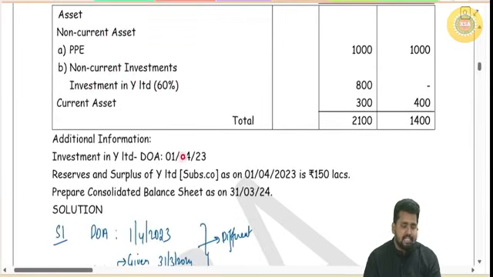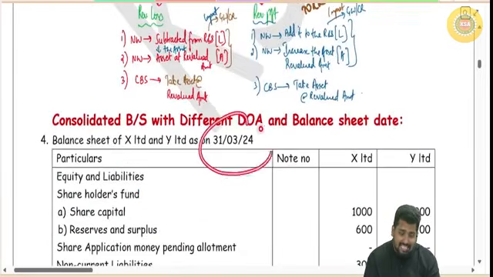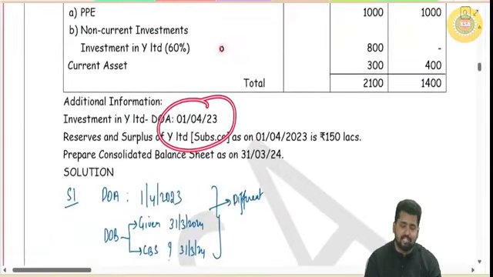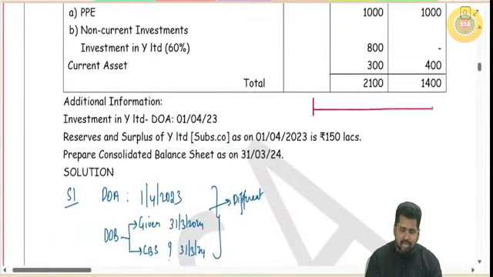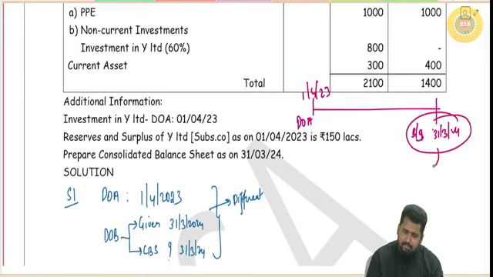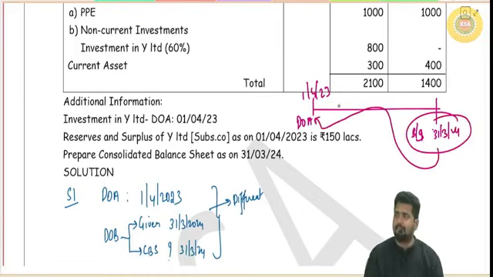Clear? Additional information. What is the date of the balance sheet given in the question? 31st March 2024. But acquisition happened on what date? 1st April 2023. If you put a timeline like this, the date of acquisition is 1st April 2023. The given balance sheet date as per the question is 31st March 2024. They have given this balance sheet, but the date of acquisition happened 1 year back, correct? Exactly 1 year back. Clear? So this time dates are different.